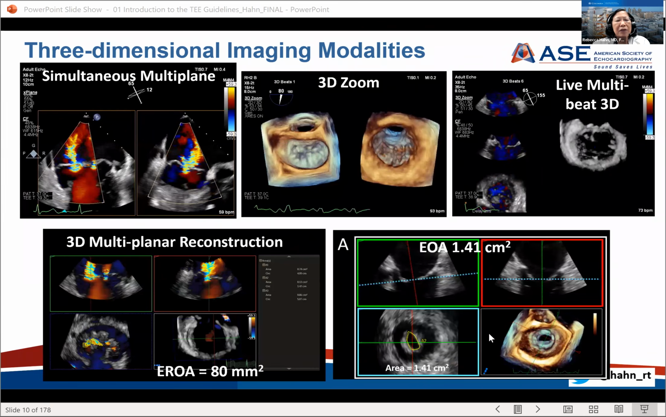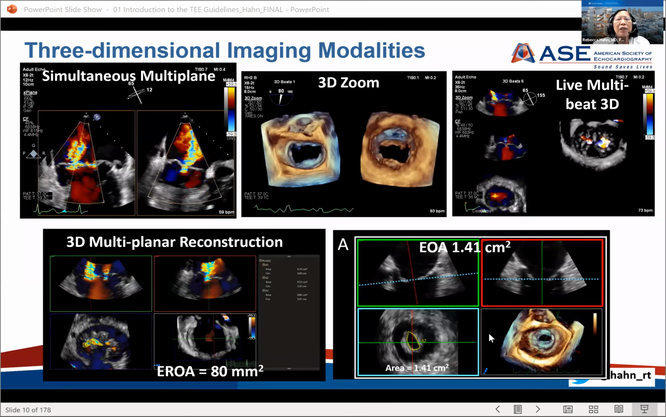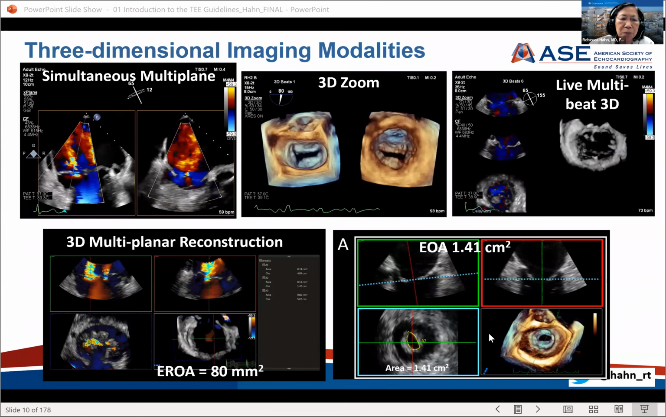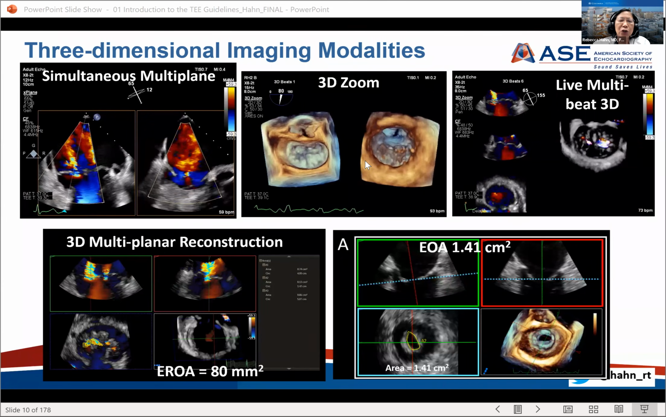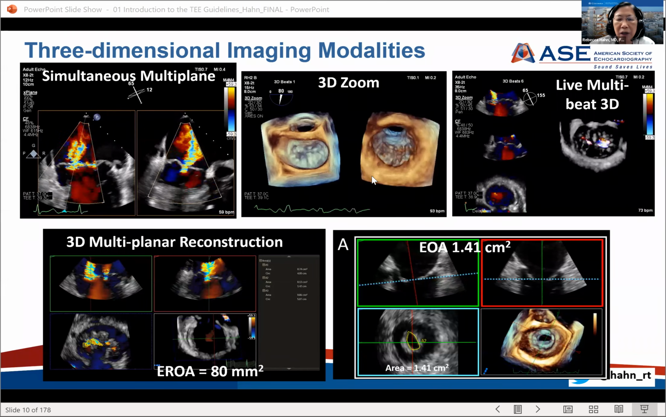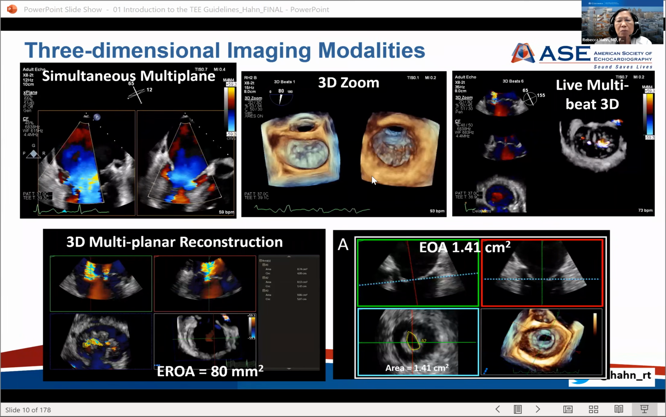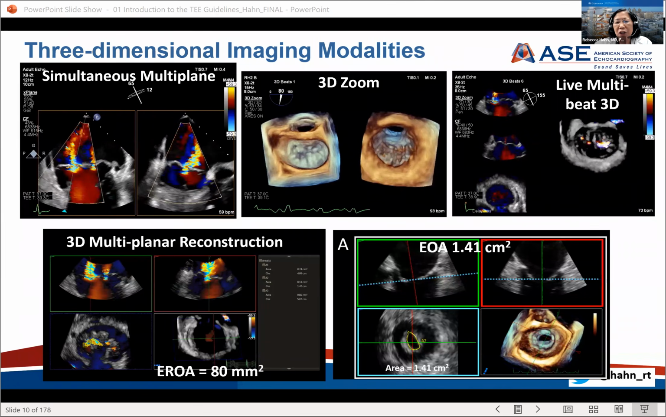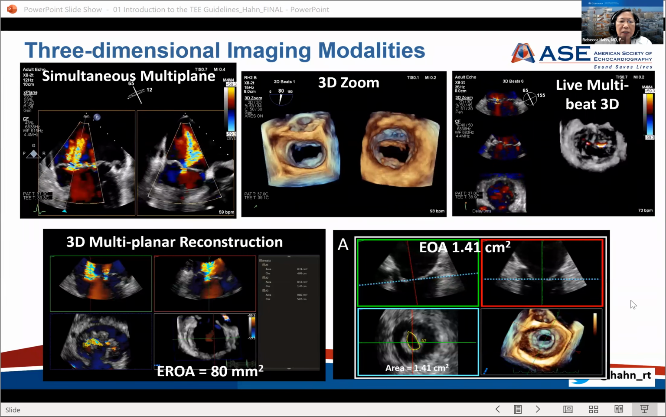And then remember that there are all sorts of ways of displaying the three-dimensional imaging. Simultaneous multiplane is indeed a three-dimensional function. You cannot do that without a three-dimensional probe. But remember that one of the main things we like to do is to look at the rendered image, since it gives us a much more rapid assessment of anatomy compared to trying to integrate multiple two-dimensional imaging planes. Three-dimensional imaging, obviously extraordinarily important for the quantitation of valvular heart disease, which we'll discuss as we move forward.